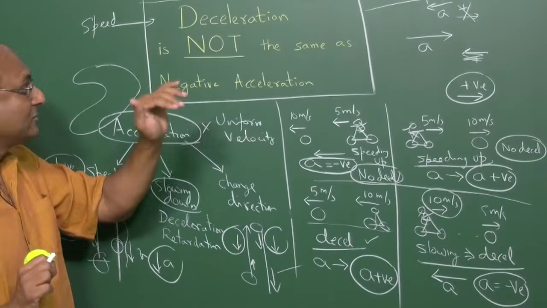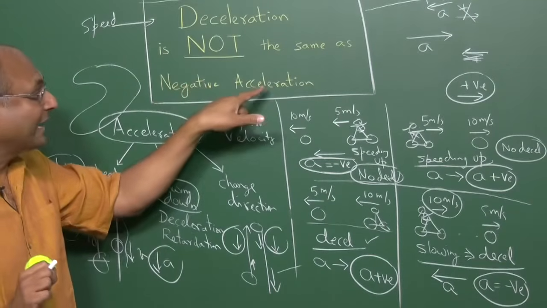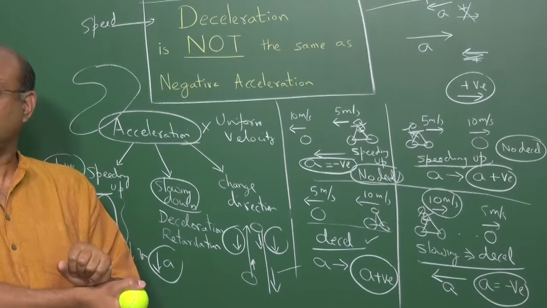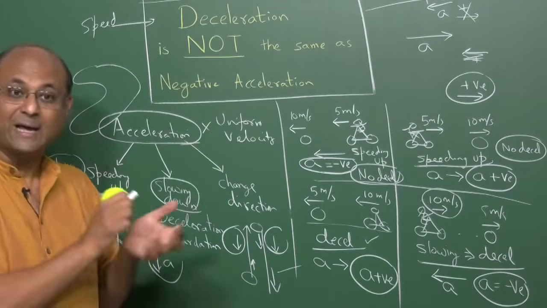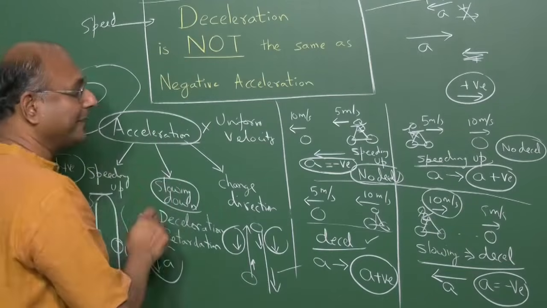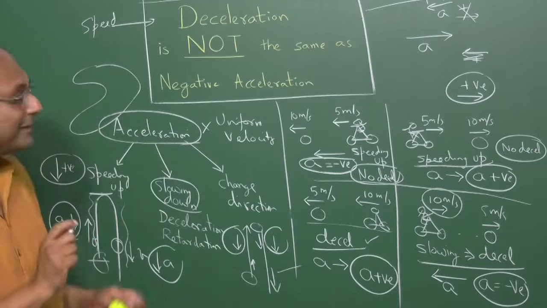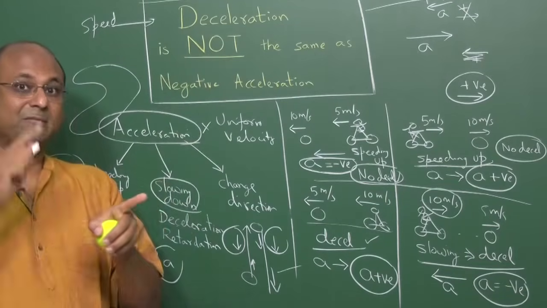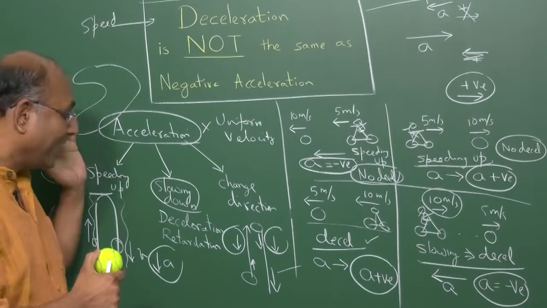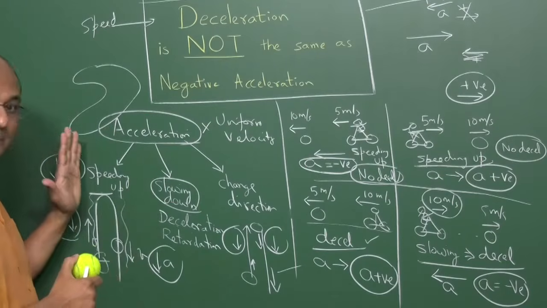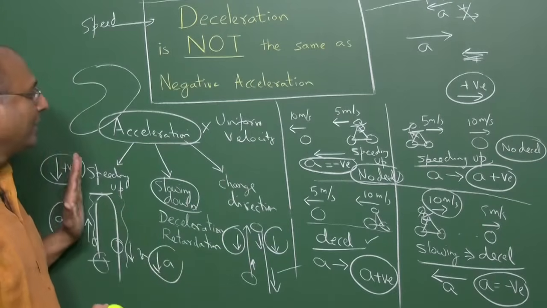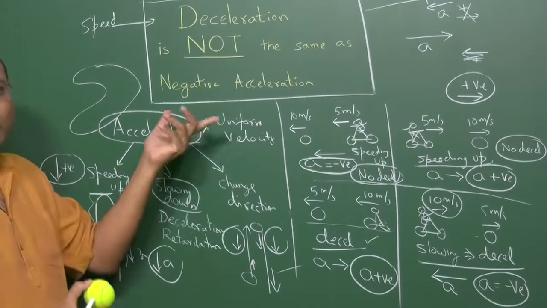So deceleration is not the same as negative acceleration. Acceleration, negative or positive, depends on which sign you took as the positive direction and what the direction of acceleration is. Deceleration depends on whether you are slowing down or speeding up. So I hope that difference is very important and keep that in mind. When do you have deceleration? When velocity and acceleration are pointing in opposite directions. Acceleration includes speeding up, deceleration, changing direction. It includes everything. And if you don't have acceleration, that means you're moving with uniform velocity.